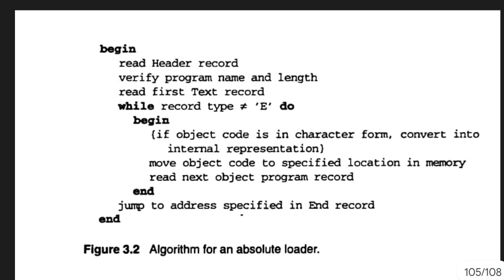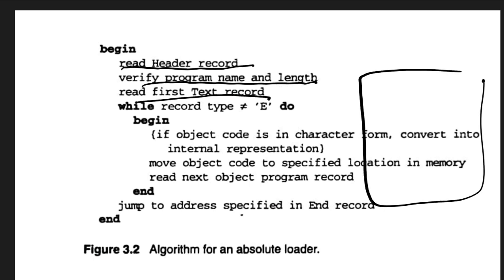Okay, so the algorithm, this you have to write compulsorily. Begin, end, in between we are performing a while loop, and before that we are initializing some things. It's very simple. First read the header record, verify the program name and length, and read the first text record. The content which you are reading, there are many lines, and each is called a text record.